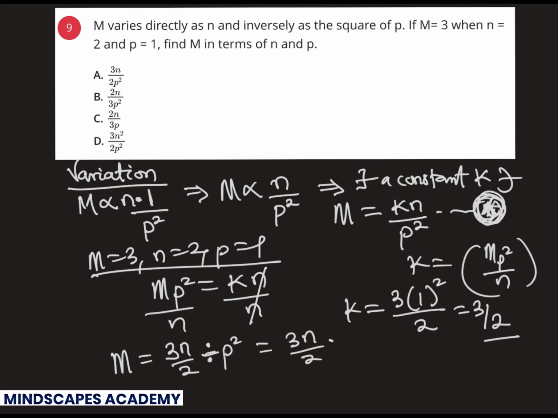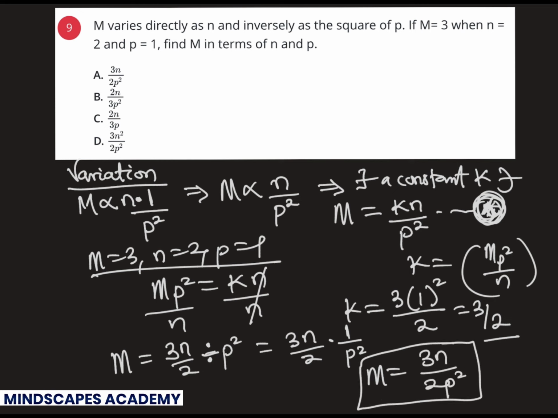Whenever you want to change division to multiplication, you find the inverse. So that shows M equals 3N divided by 2P squared. So you have written M in terms of N and P. So your answer will be option A, 3N divided by 2P squared.